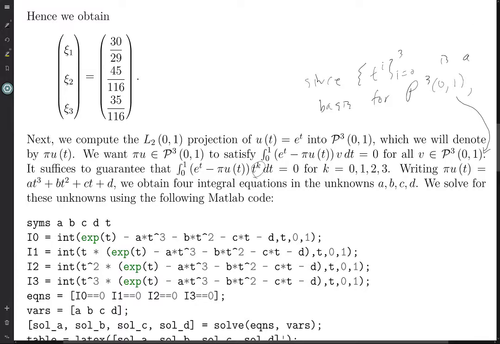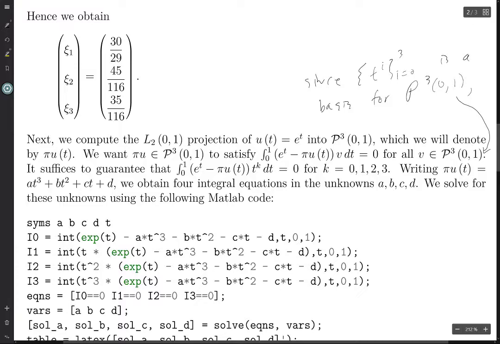All right, and we know pi u, this projection, is, well, we're projecting into P3, which means that it's a cubic polynomial, which we can write as this for some constants a, b, c, and d. And so basically we obtain four integral equations in the unknowns a, b, c, and d, if you plug in k equals 0 through 3 here, and you plug in the formula for pi here.